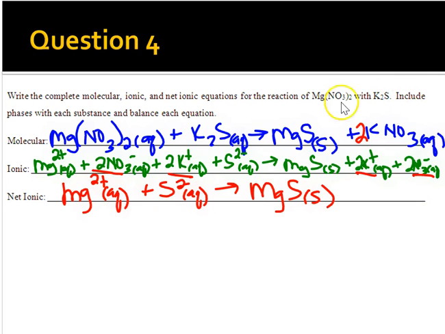So in other words, if both of your products were aqueous, you would still have a molecular equation, you would still have an ionic equation, but you wouldn't have a net ionic equation because you're not making anything. You have to have a solid or a liquid as one of your products in order for there to be a net ionic equation. So that is how you write a molecular, an ionic, and a net ionic equation.